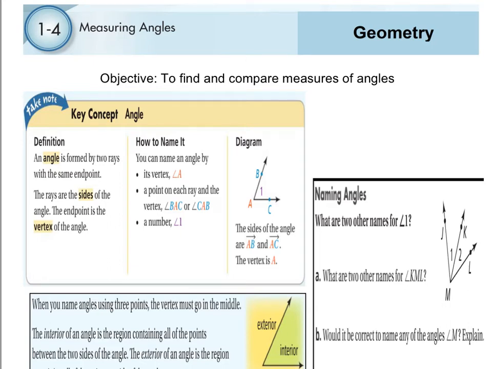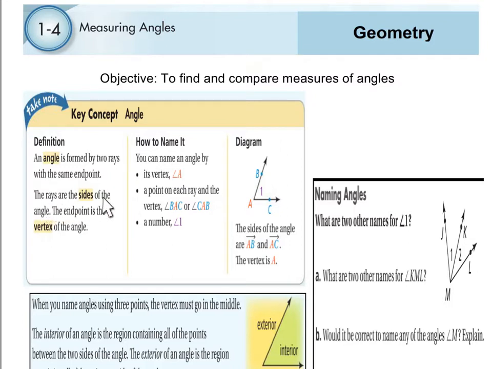This is the intro to section 1.4, measuring angles. Our objective in this section is to find and compare measures of angles. So let's talk about what is an angle. An angle is formed by two rays with the same endpoint.